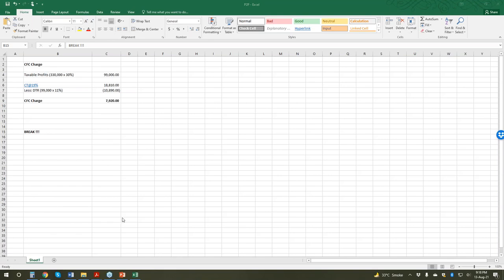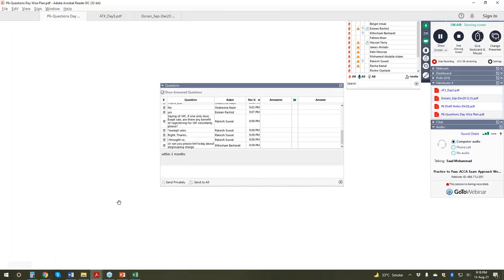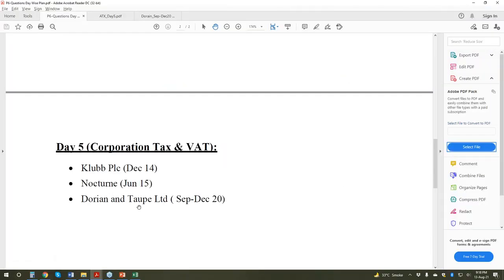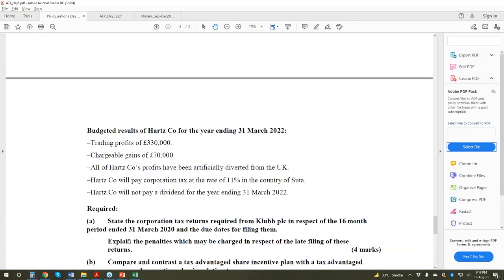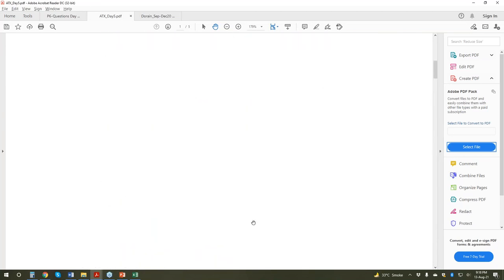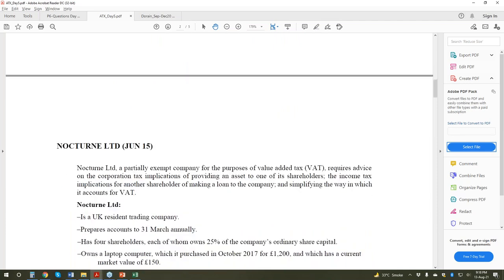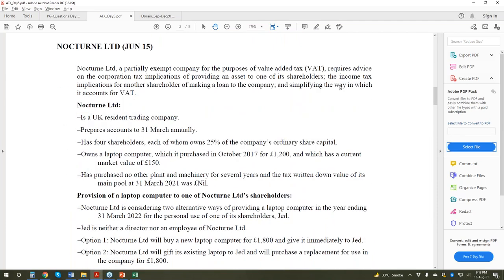Now let's move on to our second question. Our second question is Nocturne Limited from June 15. You can download this question from the handout section. And meanwhile, if you have any other question, please put it into the question section. As this is the last day of our session, try to post as many questions as you can so I can answer that and you can make the full use of these sessions.